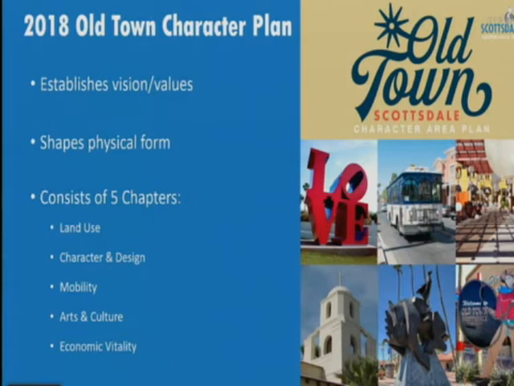Just so we can reestablish ourselves as to what document we're looking at here, the 2018 Old Town Character Area Plan is the most recent update to this plan. It establishes the city's visions and values for our Old Town area. It also shapes the physical form through various goals and policies through that document. And it consists of 5 chapters that house those goals and policies, including land use, character and design, mobility, arts and culture, and economic vitality.